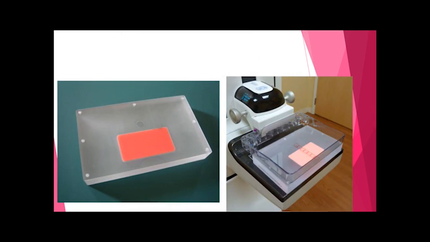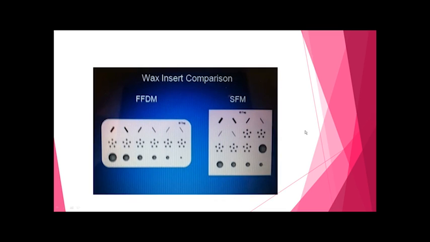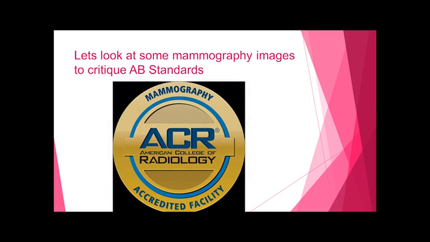This is the new phantom. It's not like the little one that we had. This is the new phantom. It has 6 fibers all the way across, 6 speck groups, and 6 masses. It's easier to read. There's no confusion with different lines as the old one had. It had some fibers here, speck groups here, masses. It's confusing to learn for a new technologist. So when they constructed the new one, they made it all in the same line, which is really nice.